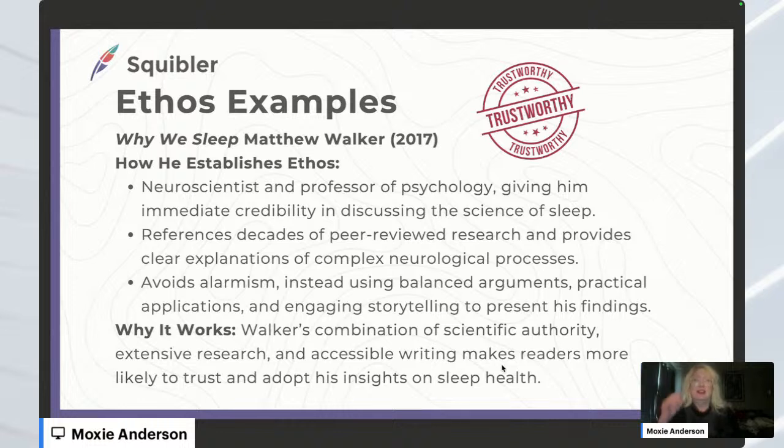He uses facts and details and evidence by referencing decades of peer-reviewed research, and he provides clear explanations of complex neurological processes. He also avoids alarming the reader. He uses balanced arguments, practical applications, and engaging storytelling to present his findings. So why does his book work? His combination of scientific authority and research and accessible writing make readers more likely to trust and adopt his insights on sleep health.